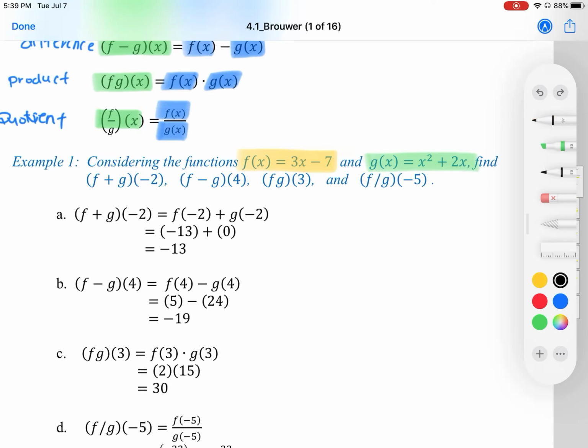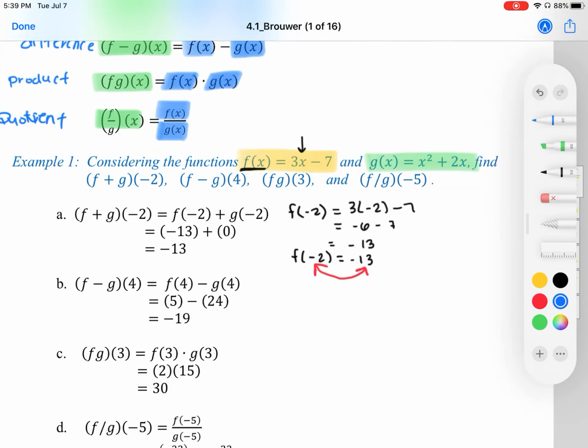So here we have our function f. Now if we want f of negative 2, this means for every x we're going to plug in a negative 2. So we have 3 times negative 2 minus 7. 3 times negative 2 is negative 6. Minus 7, we get negative 13. So we now say that f of negative 2 is equal to negative 13. So what we're saying is that these two things are equal to each other, and we'll use them interchangeably.